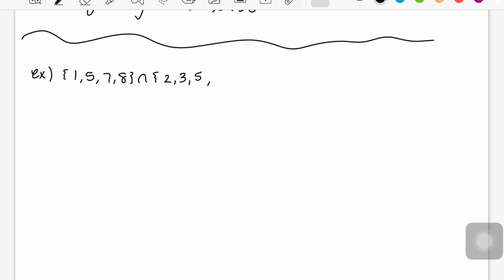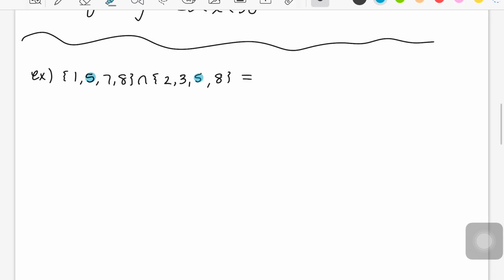And this set here. And so all of the numbers in these sets are elements of the set. And so when we're looking at the intersection of these sets, we want to see what elements they have in common. So just looking at this, we see that both sets have a 5, and both sets also have an 8. Now there's nothing else, no other elements they have in common, so the intersection of these two sets is just this here. Right? Now let's look at another example.